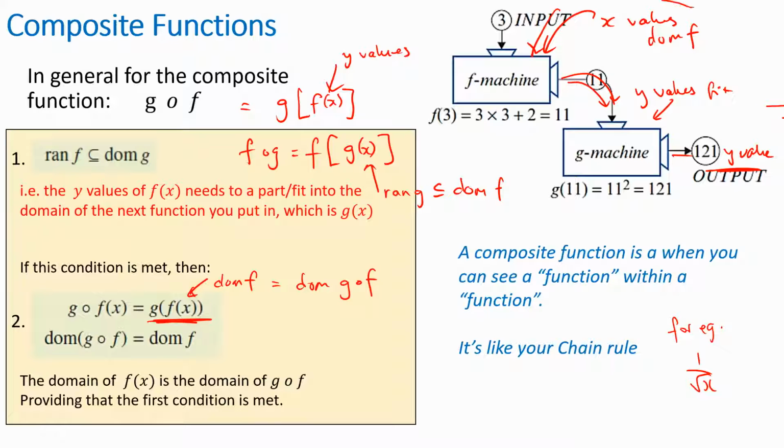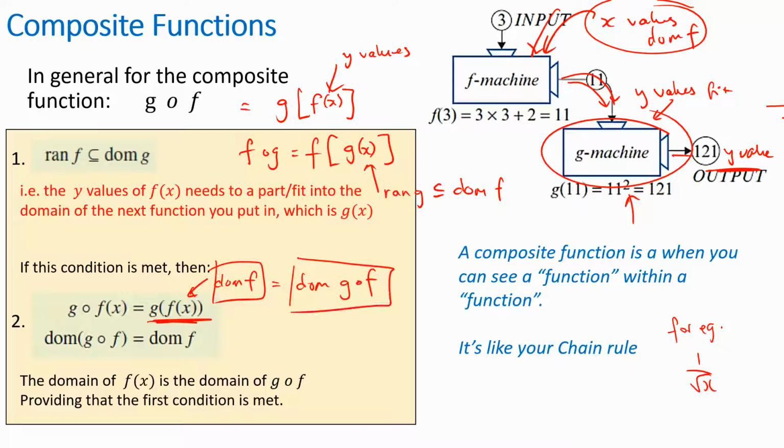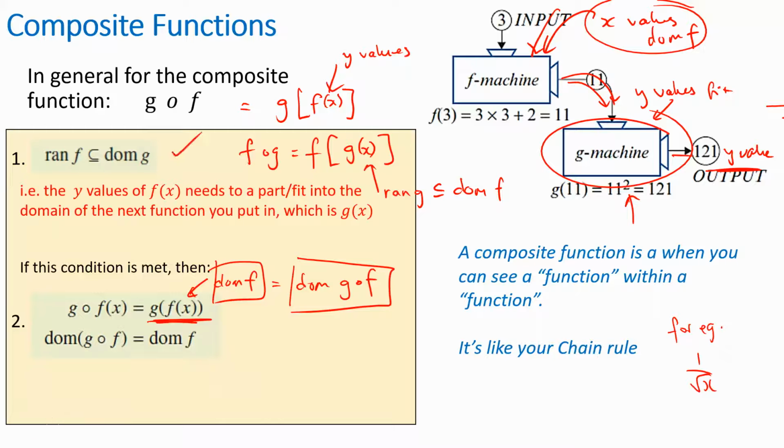So of course, all the x values I put in at the start are technically all the x values for the second machine. It makes sense because we're asking what x values did I put in? Well, I put in x values at the very start, which is just your domain of f. That's why we say the domain of f is the domain of your second function. But that only works if this was true. The domain of f would only work if the range is already a subset of the domain of g.